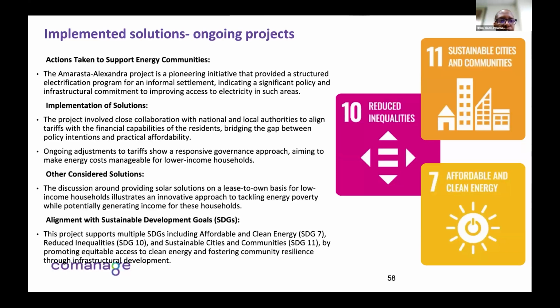the Amarasta Alexandra project is a pioneering initiative that provided a structured electrification program for an informal settlement, indicating a significant policy and infrastructural commitment to improving access to electricity in such areas. The project involved close collaboration with national and local authorities to align tariffs with the financial capabilities of the residents, bridging the gap between policy intentions and practical affordability. Ongoing adjustments to tariffs show a responsive governance approach, aiming to make energy costs manageable for lower income households.